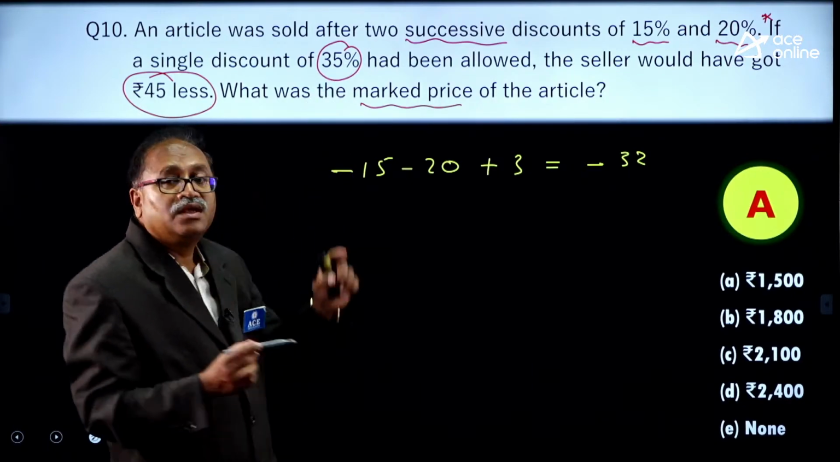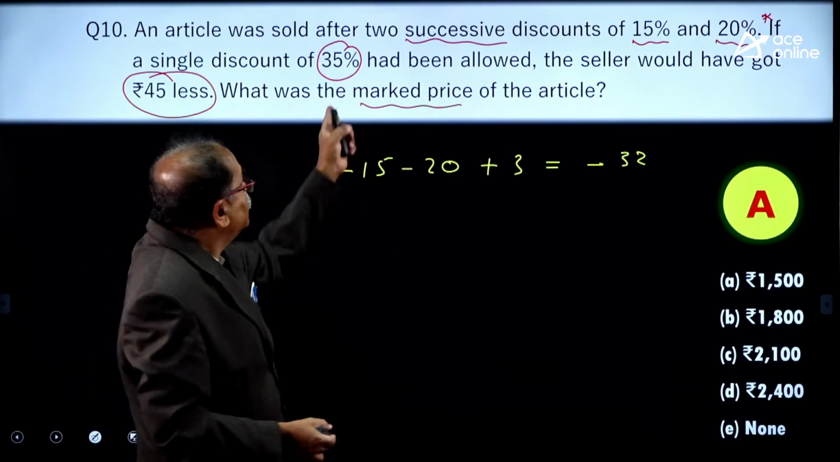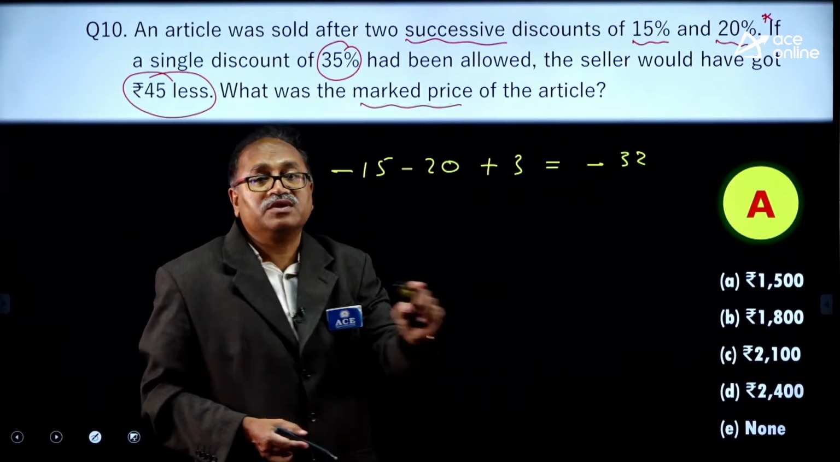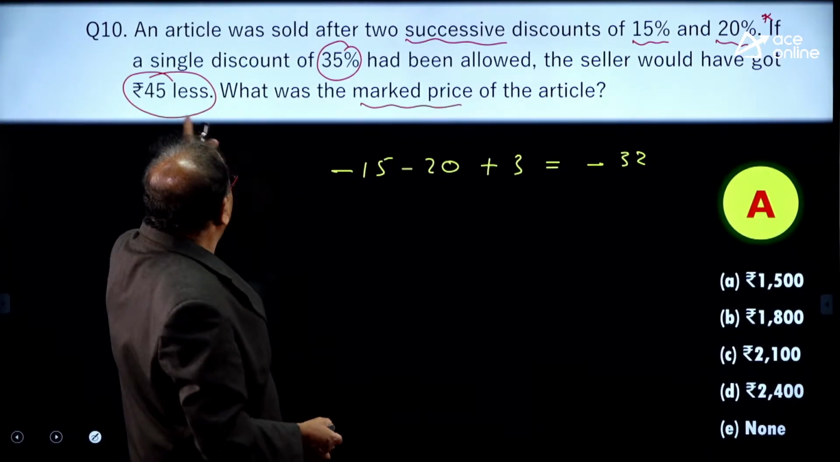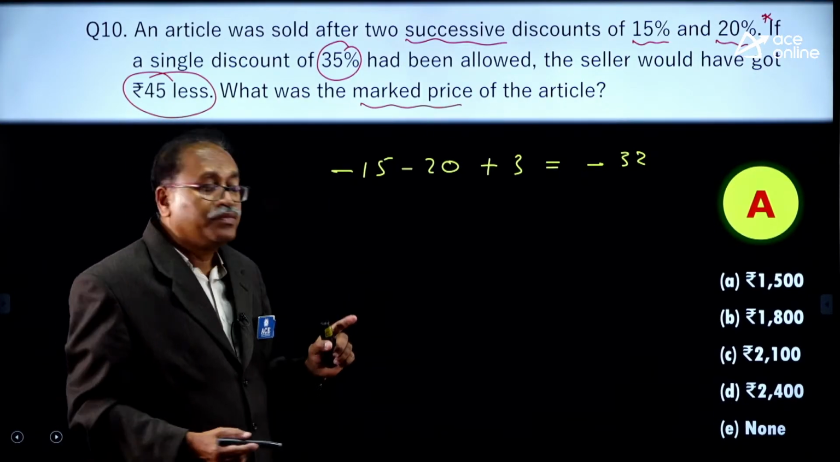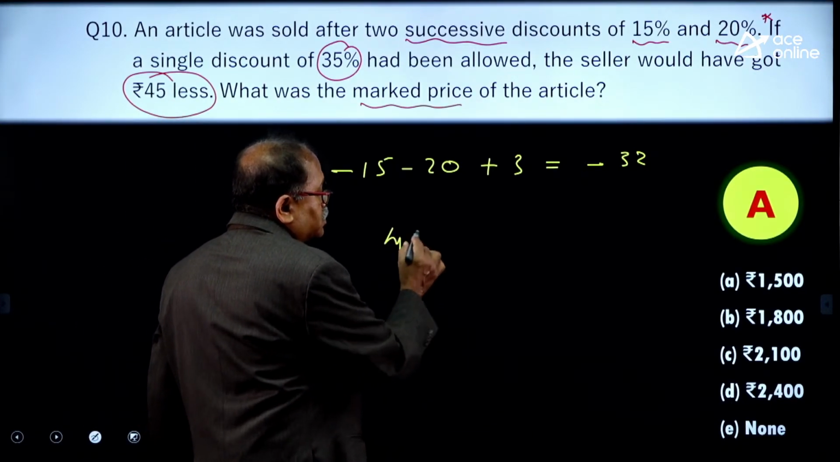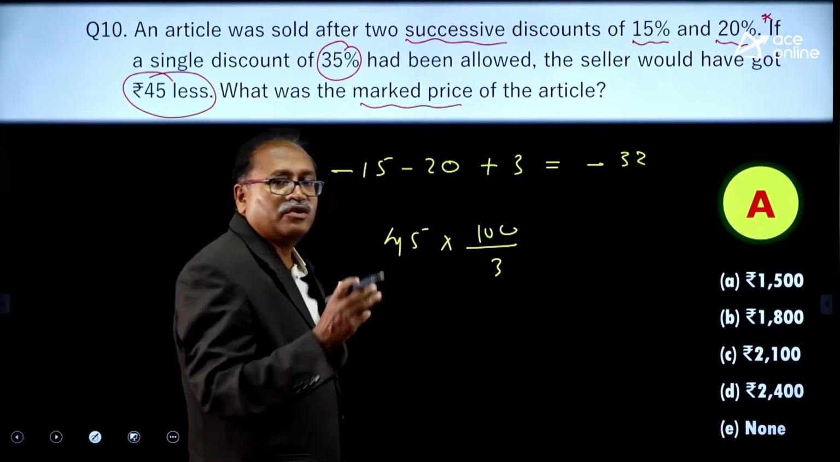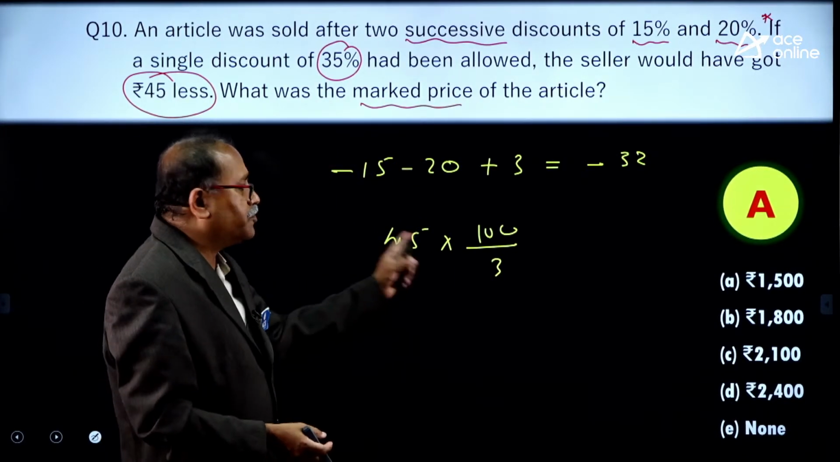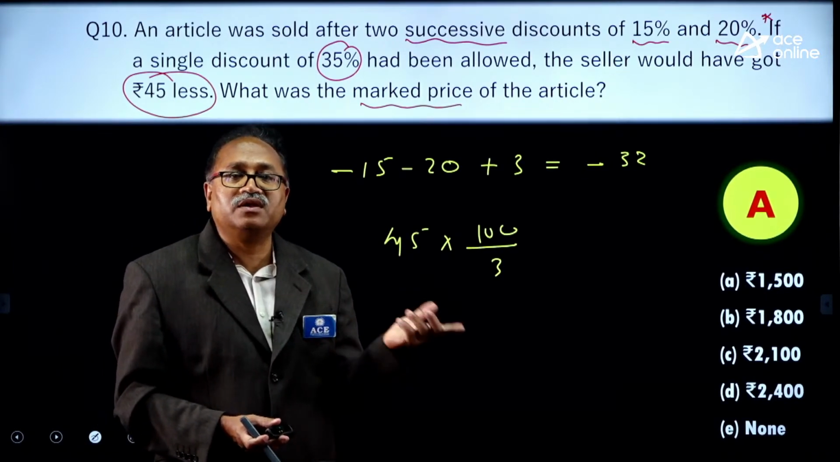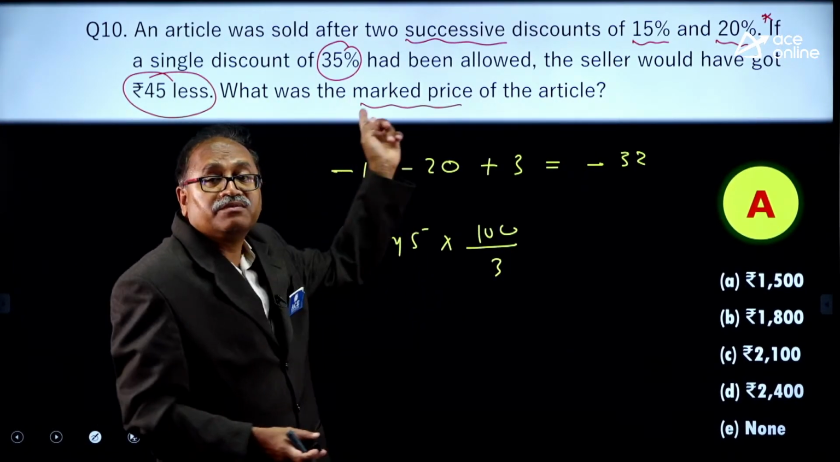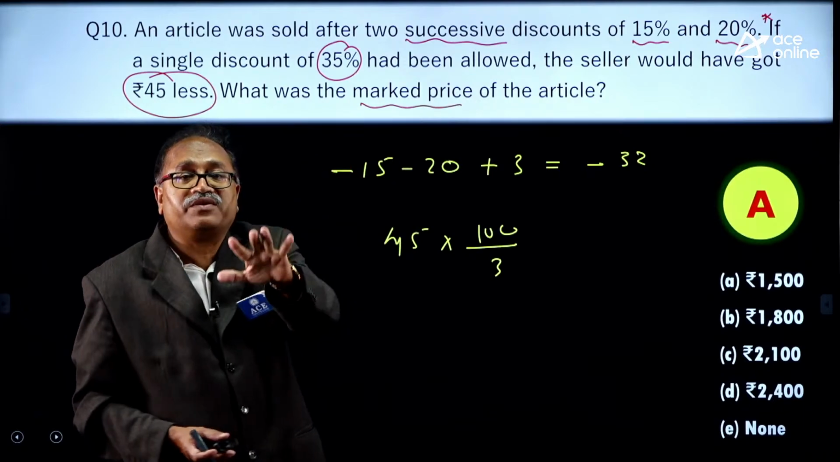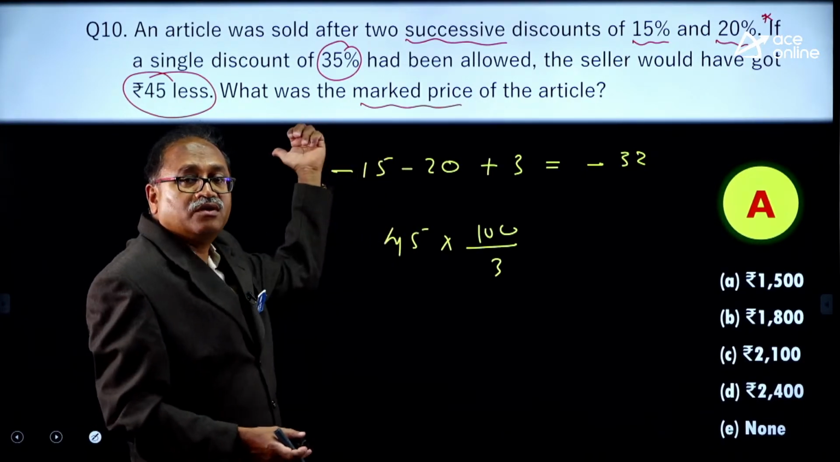In the second case 35% discount is there. The difference between 35 and 32 is 3%, and that 3% of the mark price is 45. So, what is 100%? That is 45 into 100 divided by 3. You do not even need to write this down. 3 and 45, what is the relation? 3% is 45. That means, if the percentage is multiplied by 15, you get the value.